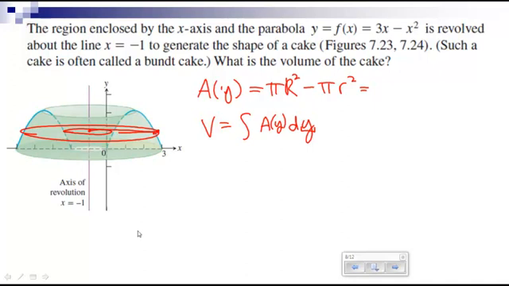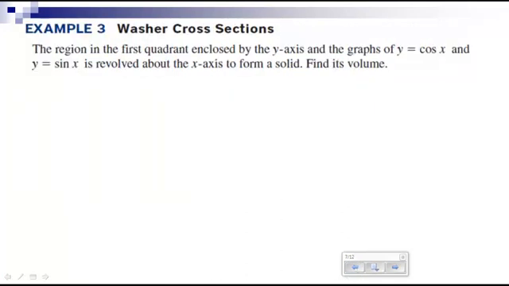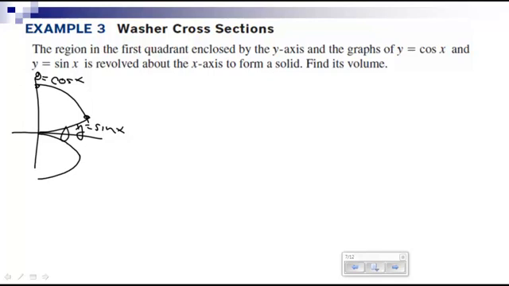Can I go back to the previous problem for just a second? This was the problem that we had called the bundt cake problem. I want to go over why this problem was relatively easier to do. This is cosine x. This is y equals sine x. And what are we revolving this around? Around the x-axis. Correct?